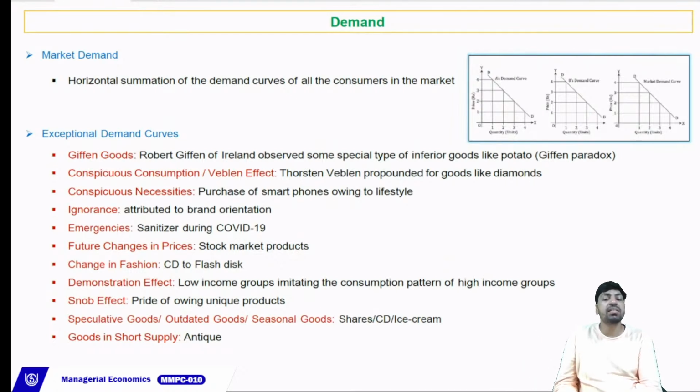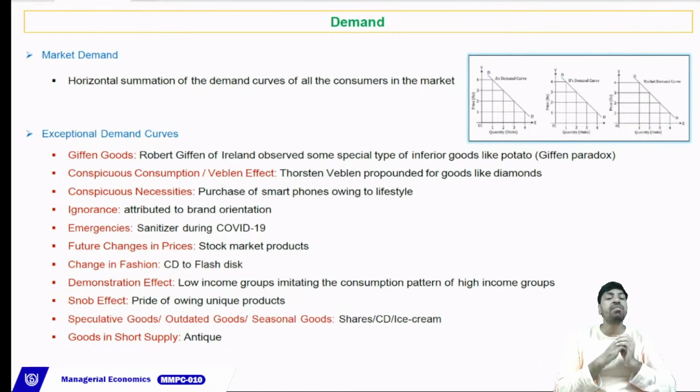Demonstration effect: the low income groups imitate the consumption pattern of high income groups. So the demonstration effect always talks about the levels of groups, the sections of society, income groups. There is always a difference between the two levels of groups, and demand has no role in it.